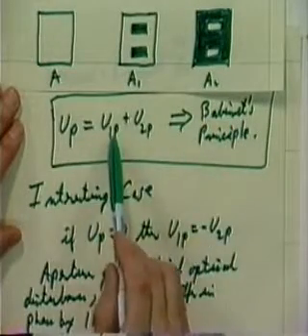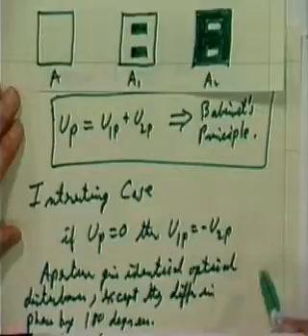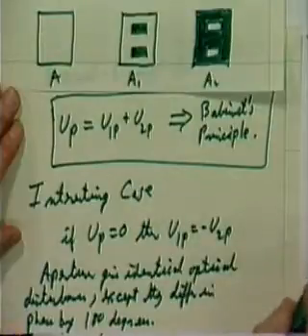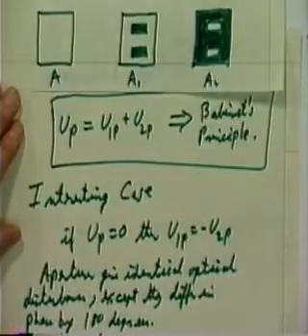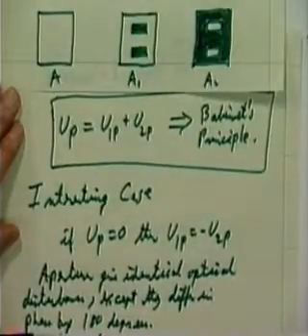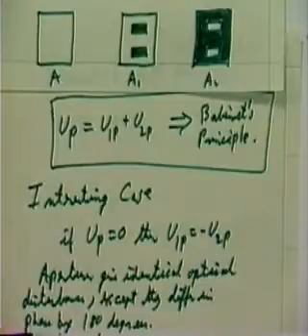Just u sub p is u sub 1p plus u sub 2p. So as I said, this is a neat way of helping you solve complicated diffraction problems. Homework problems, in other words. Okay. Any other questions? Yeah.